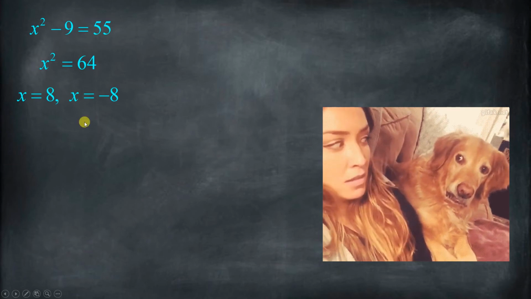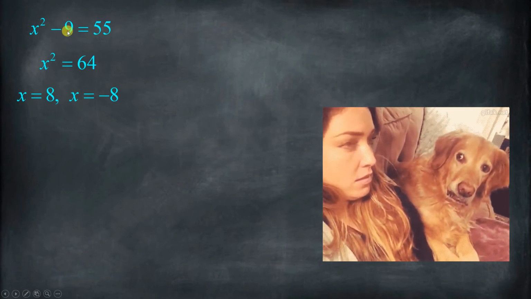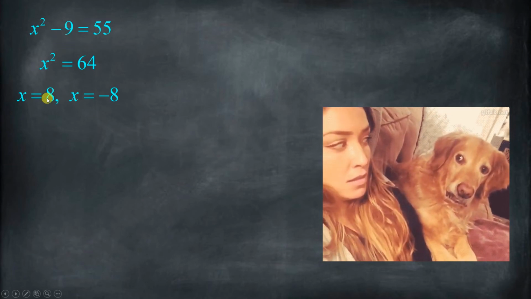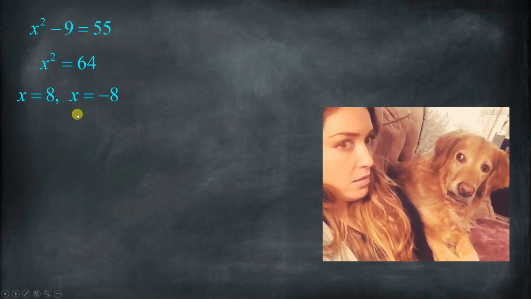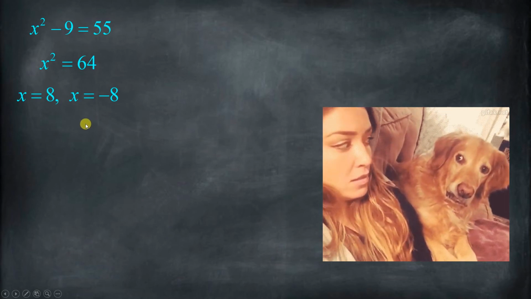How many of you guys got 8 and negative 8? So you just add 9 to both sides, you get 64. Take the square root of 64, you get 8 and negative 8. Boom, done. You don't even need a calculator for that one, right?